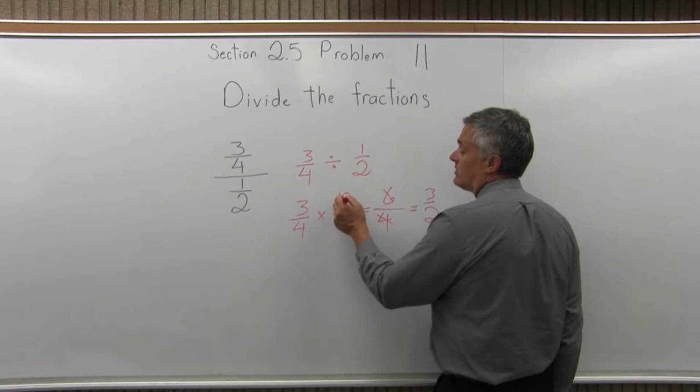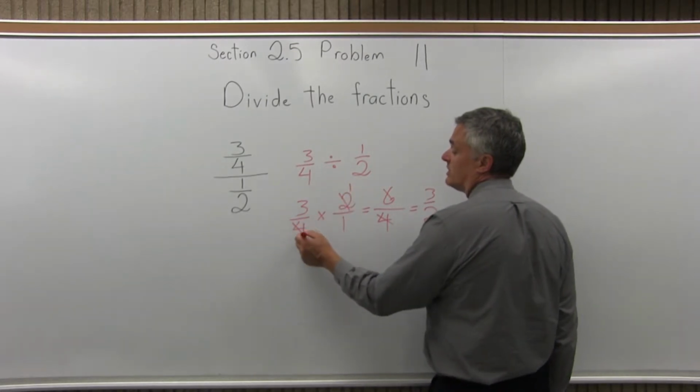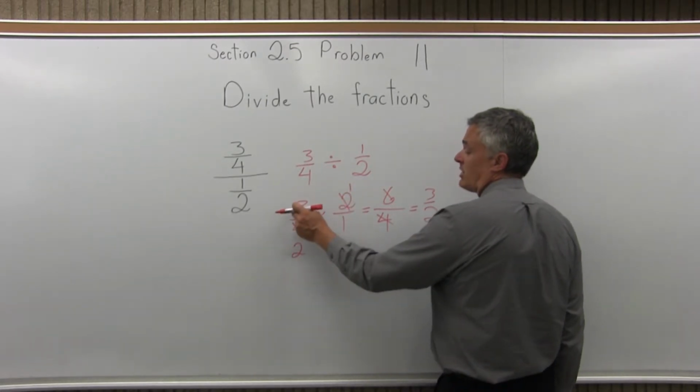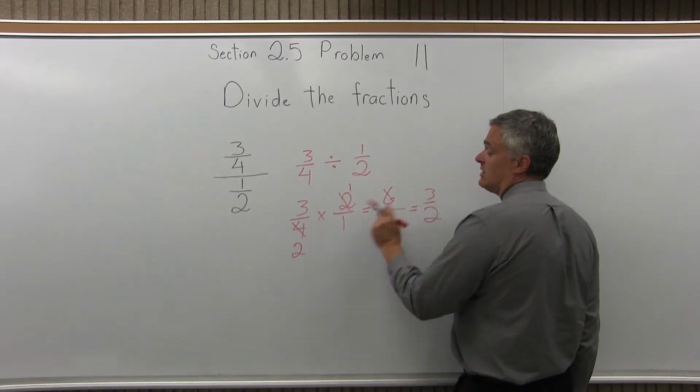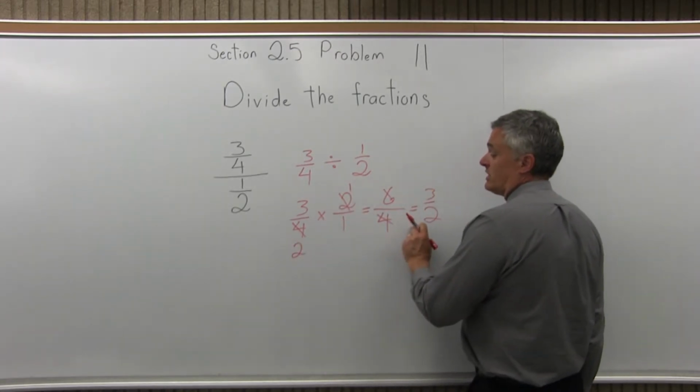Now, if you wanted to, you could have pre-reduced this. 2 goes into 2 once, 2 goes into 4 twice. Cross top, multiply 3 times 1, you get 3. Across the bottom, 2 times 1, you get 2.